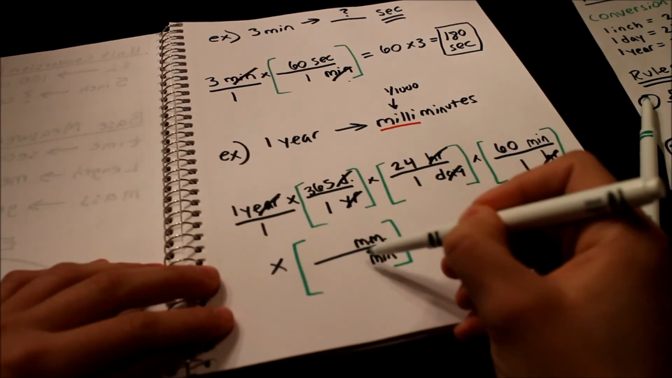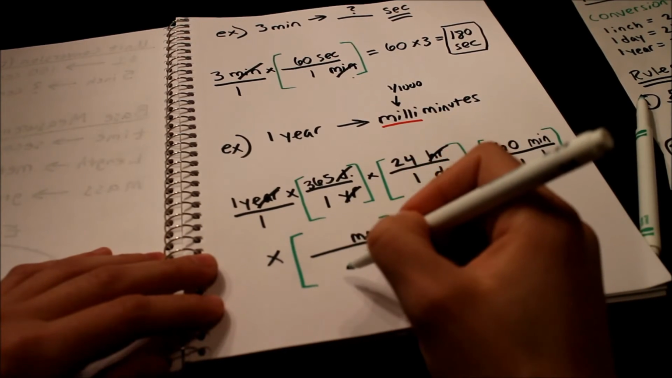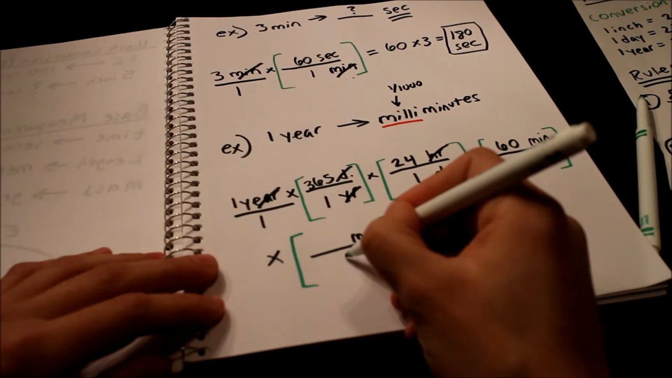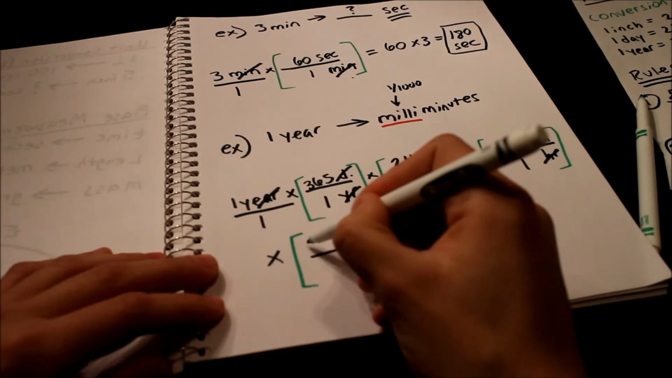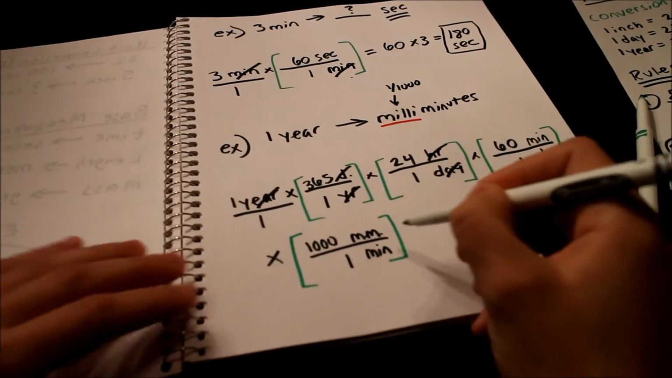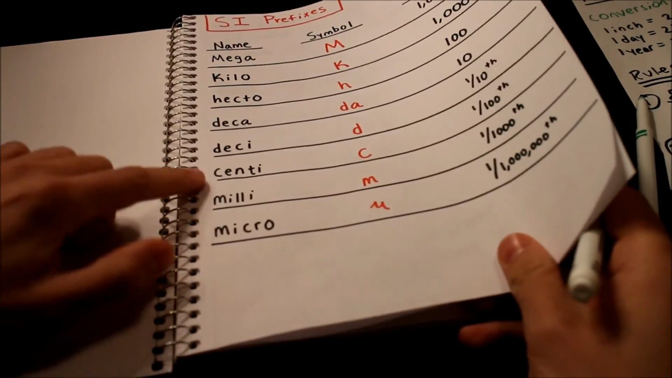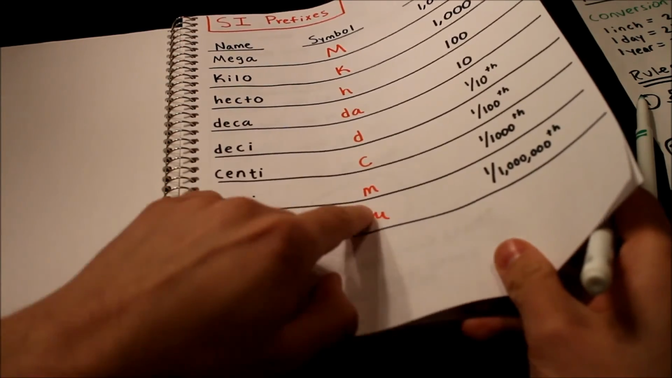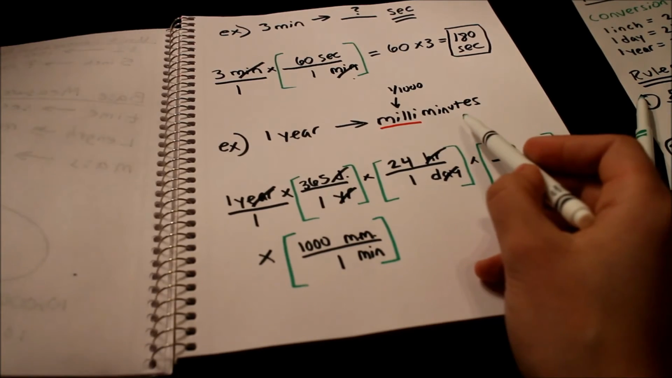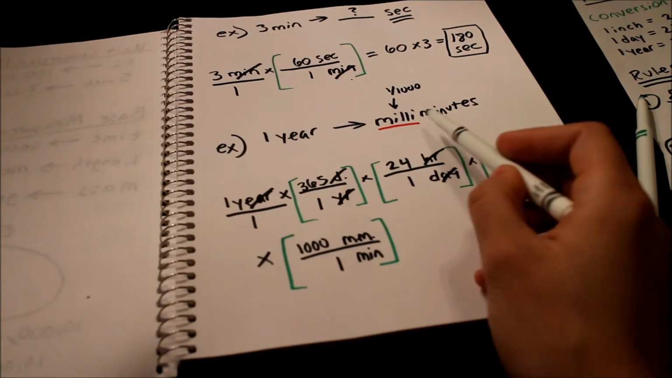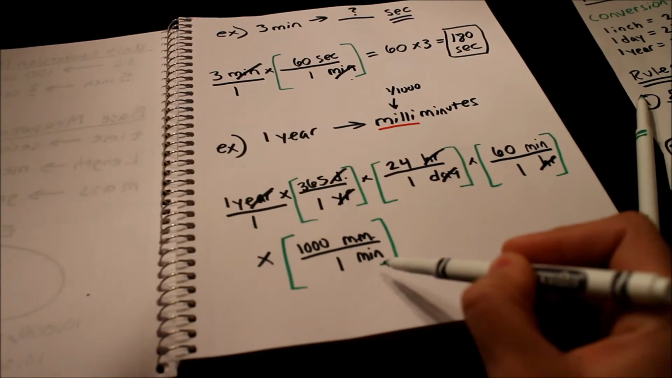So do I know this conversion factor? This is kind of tricky. So what do I know about this? I know that 1 minute is the same thing as 1,000 milliminutes. Or why is that? Remember that table? Milli means 1,000ths. So if you think of milliminutes, it's 1,000th of a minute. So how many milliminutes are in 1 minute?